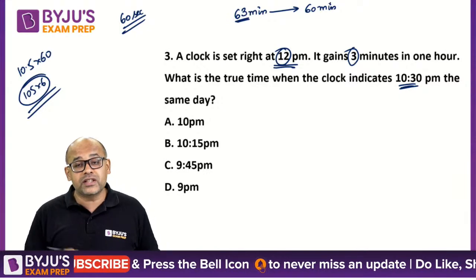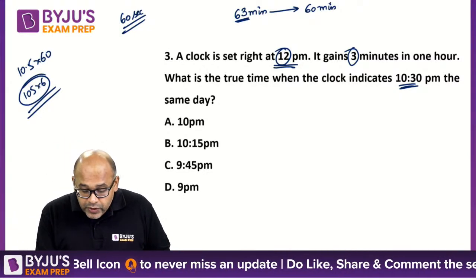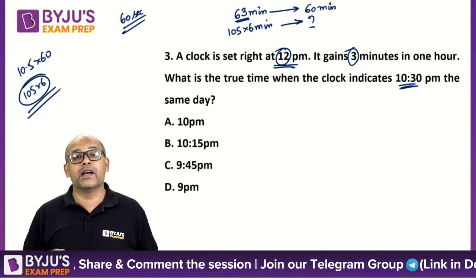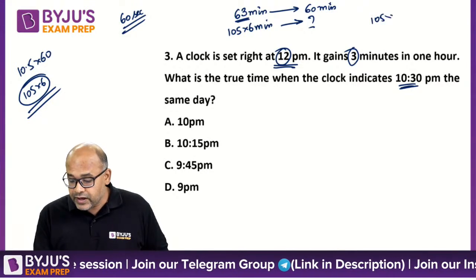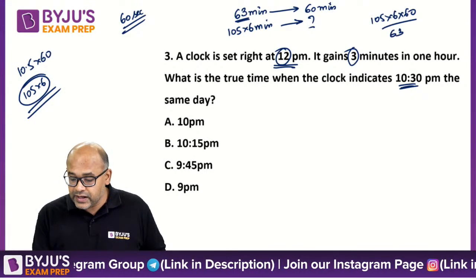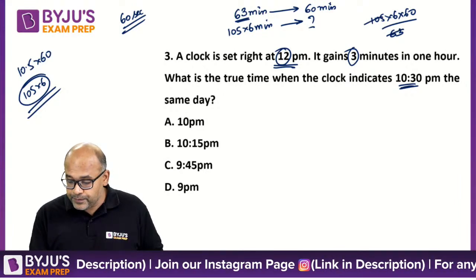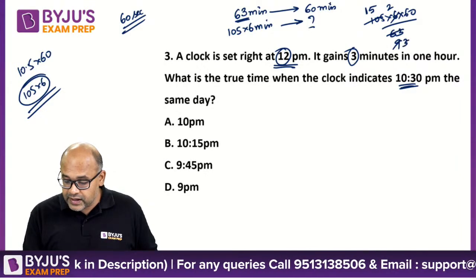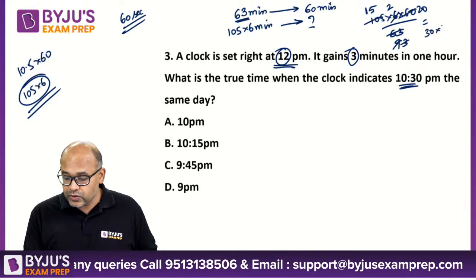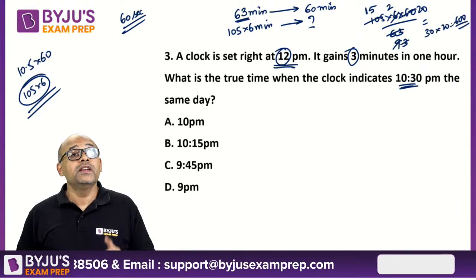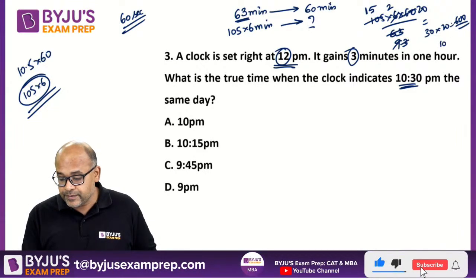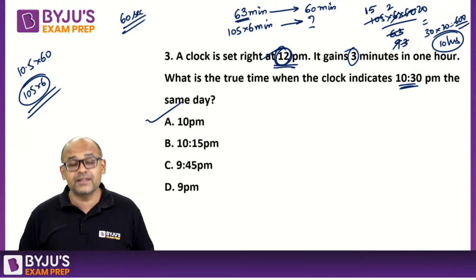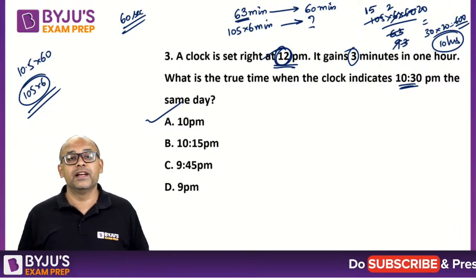So if the clock shows 63 minutes, actual time passing is 60. So if the clock is showing 105 into 6 minutes, how many minutes actually passed? It is 105 into 6 into 60 by 63. So you can take 7 9s are 63, 7 1s are 7, 7 5s are 35, 3 2s are 6, 3 3s are 9, and 3 goes 20. So this is 30 into 20, which is 600 minutes. 600 minutes means 10 hours. 10 hours from when? 10 hours from 12 p.m., which means the correct answer is 10 p.m. The correct answer is 10 p.m.